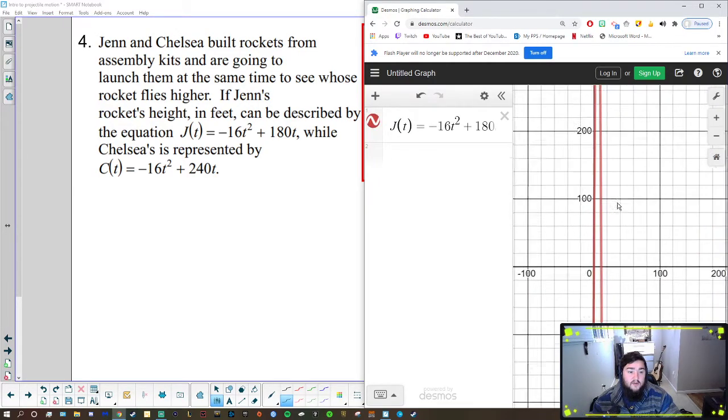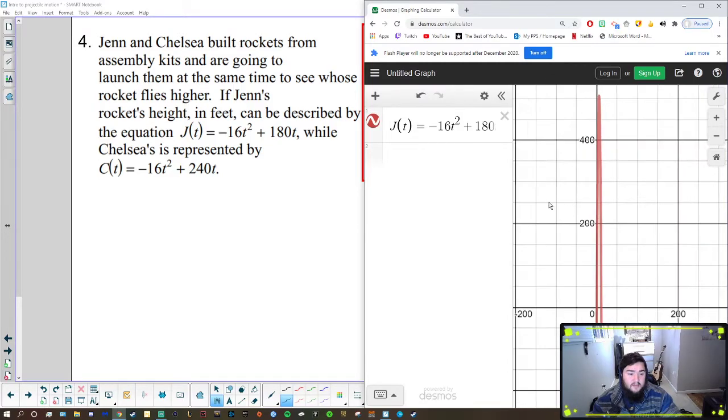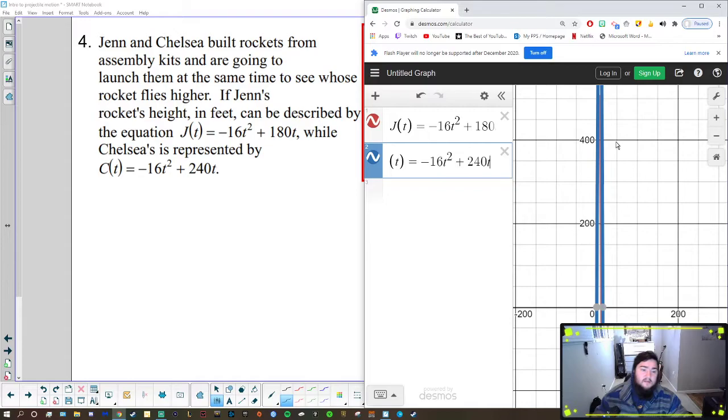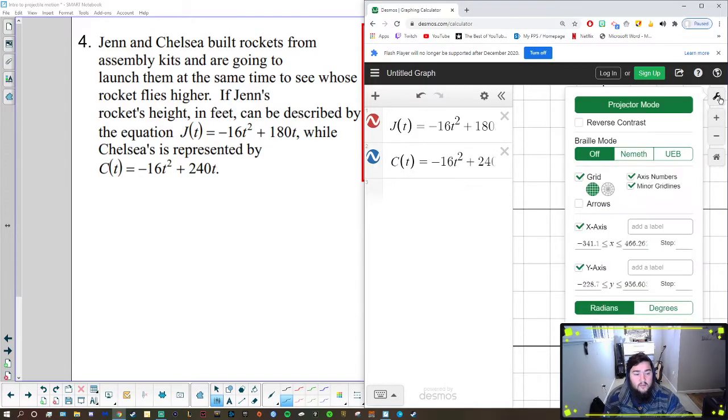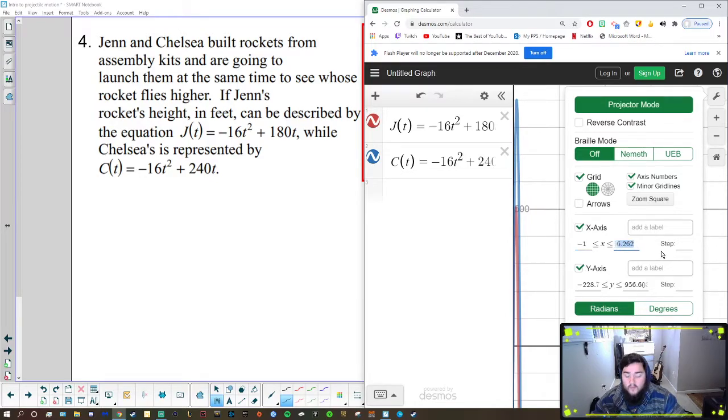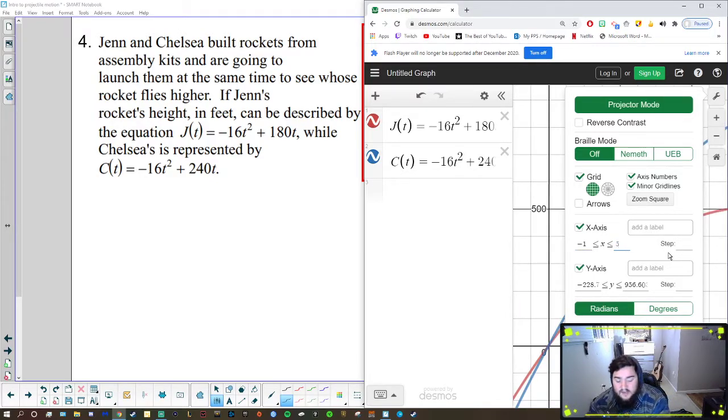So here's our first rocket, which is absolutely large. Our second one is C of t, and we're going to put them both in Desmos, equals negative 16 t squared plus 240 t. Okay, one thing, it's very hard for me to see this graph, so I'm going to go to my gear, and I'm going to change my x-axis to be from like negative 1 to 5, or let's do 10.